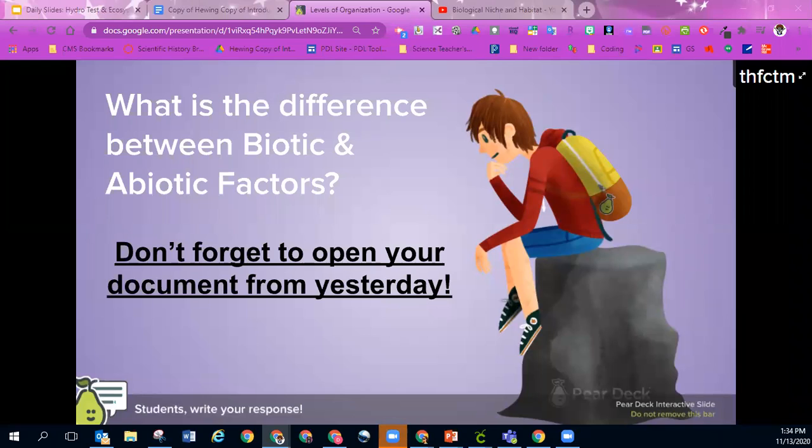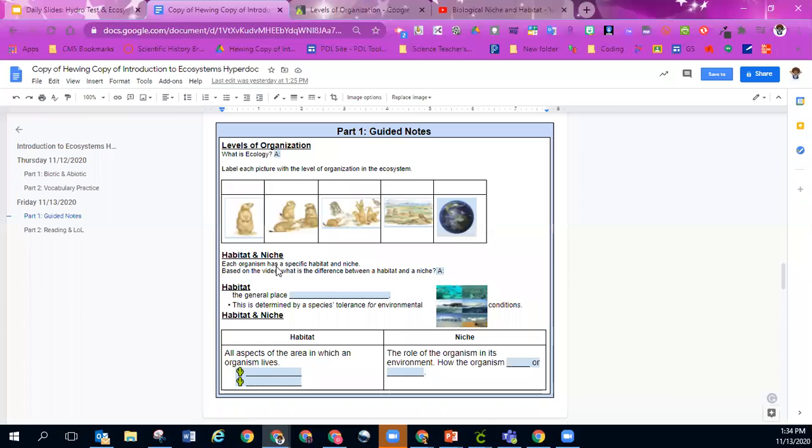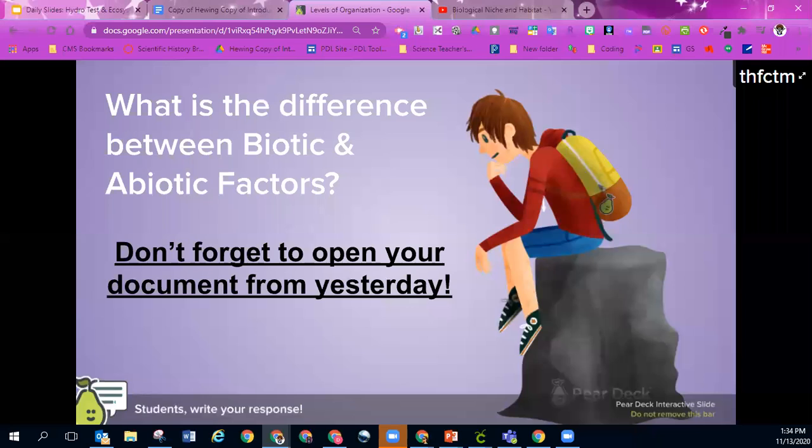All righty, we have about 1 minute left. If you've answered your question, please make sure that you have this document pulled up. This is what we're going to use to take our notes on today. As we started yesterday, we are going to do the bottom half today. So make sure you have it pulled up and you are ready to go.